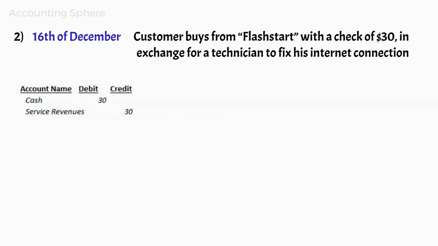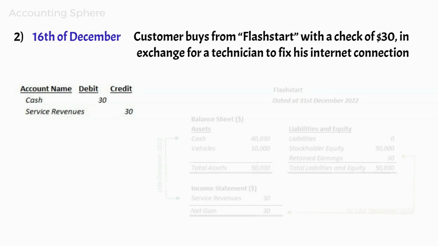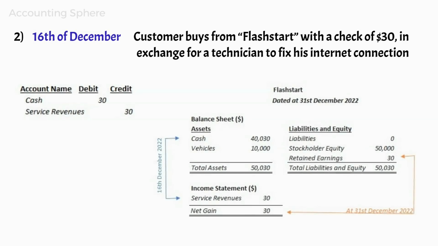Assuming that the financial year ends on the 31st of December 2022, the balance sheet and income statement impact are as follows. Note that the retained earnings account receives the profit and loss balance at year end. In our case, there's a net gain of $30.